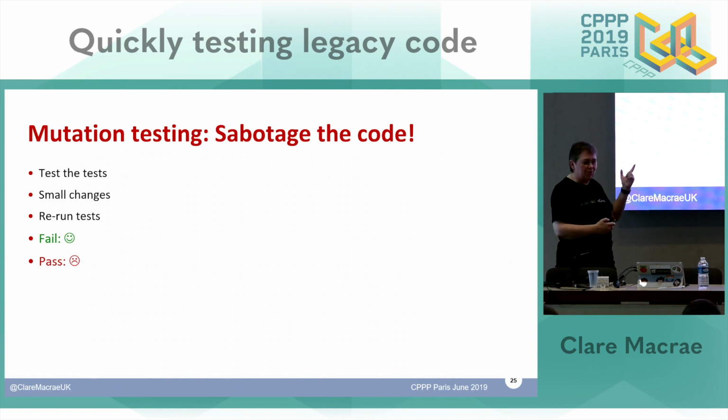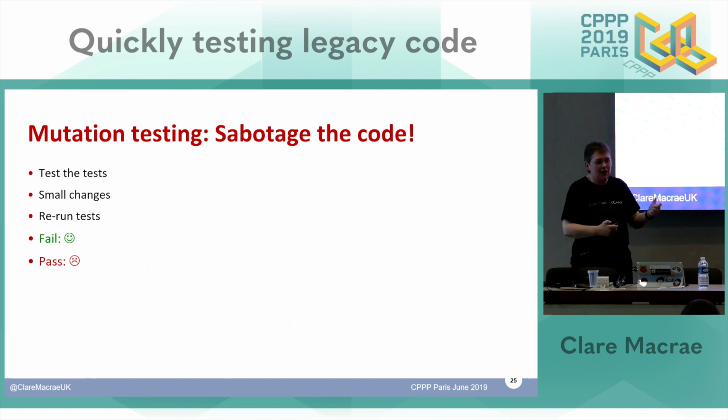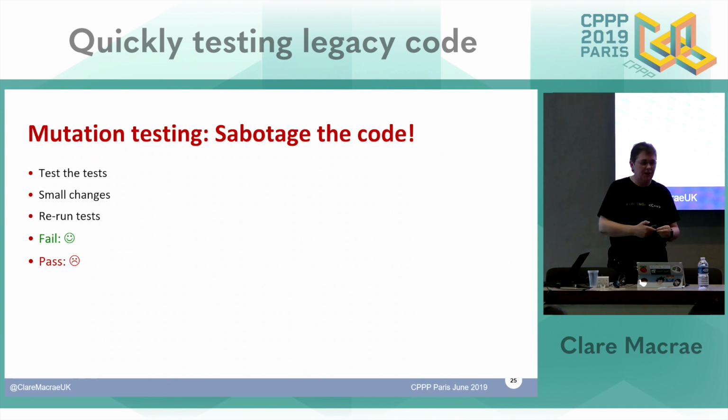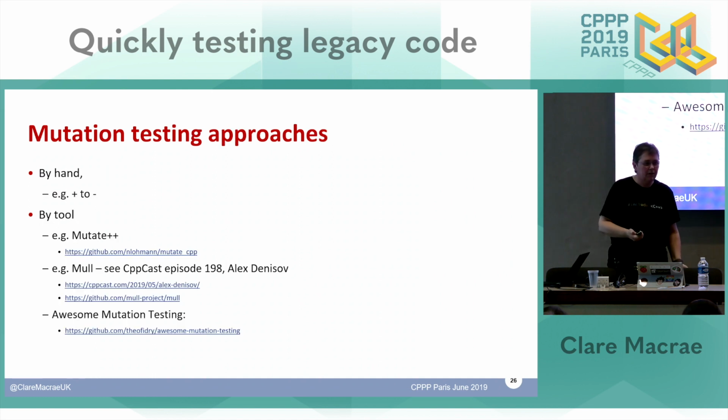This is the opposite way round from how unit tests normally work. So the green situation, the fail, the smiling case, there is your test suite failed, therefore it detected at least one of the changes you made, or maybe you only make one change at a time. If the tests pass, that says they weren't able to detect your mutation, your sabotage.